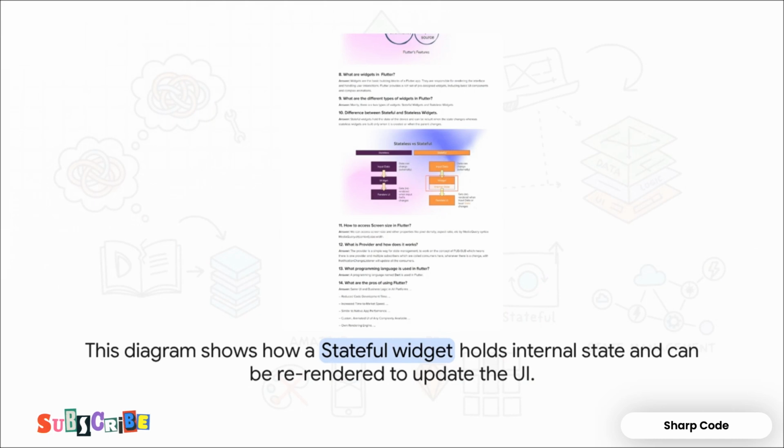This diagram shows that perfectly. A stateful widget has this internal state, which is basically its memory. When something happens, a user taps a button, new data comes in, that internal state changes, and that change triggers the widget to rebuild itself, updating what you see on the screen.